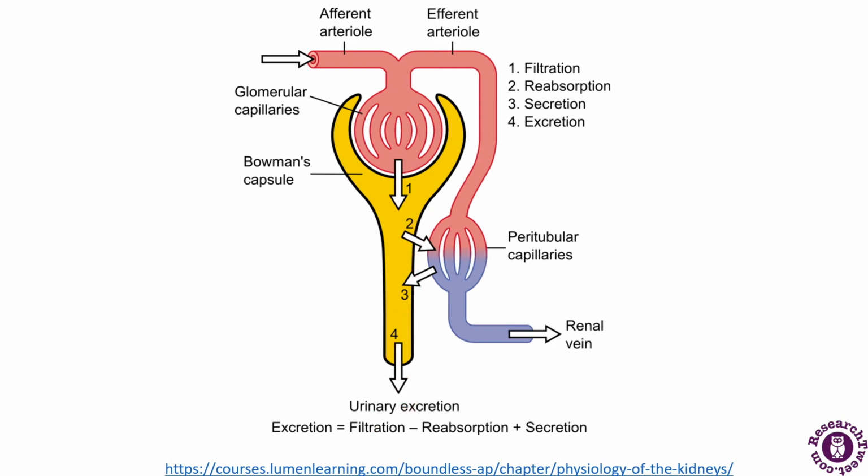Here, first is the filtration step. There is filtration which takes place in the first step. The second step is the reabsorption step, which we have discussed, and there are three mechanisms involved in the reabsorption step. And what are the three mechanisms? That is active transport, passive diffusion and co-transport. The third step is secretion, and the fourth step is excretion, in the form of urine. So in the fourth step there will be excretion of urine.